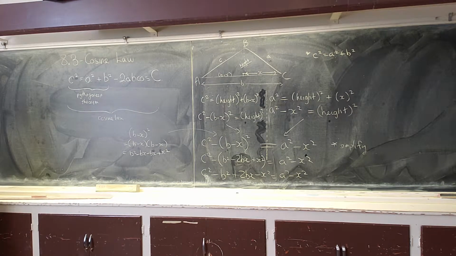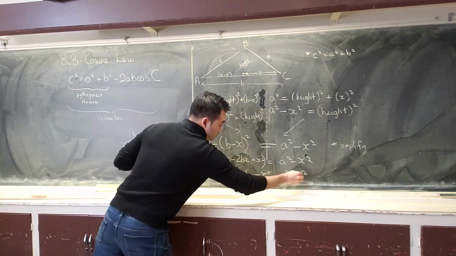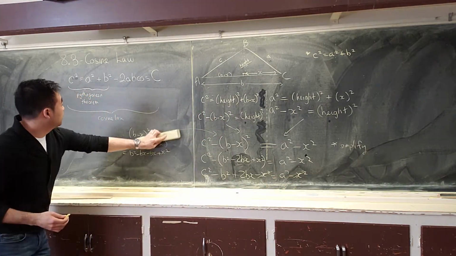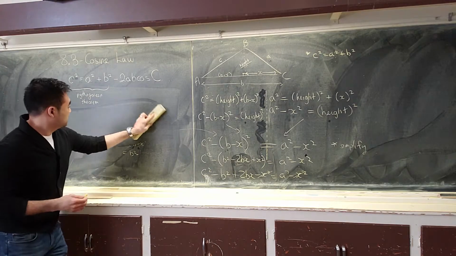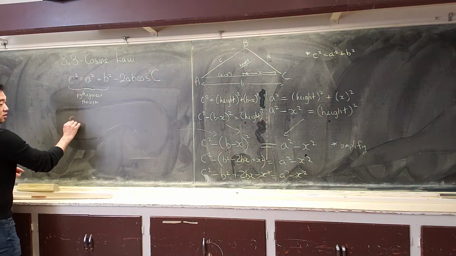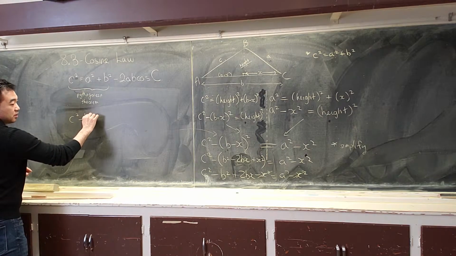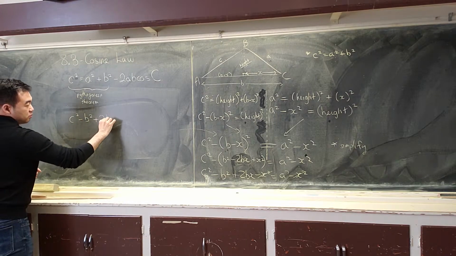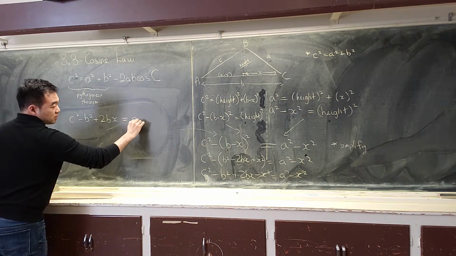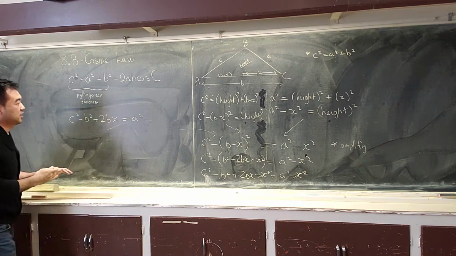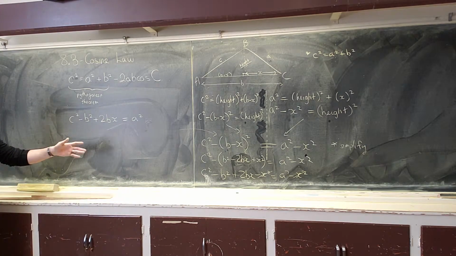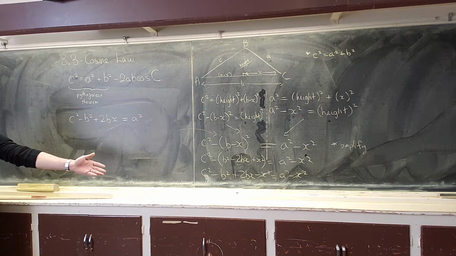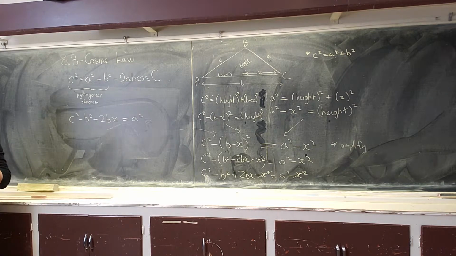That's exactly what it means. Bring the x squared over. So I add x squared to one side, I add x squared to the other side, and all of a sudden, these two become 0, and all that's left is c squared minus b squared plus 2bx equals a squared. That's it. Looks a lot cleaner, doesn't it? But it's still not nice.